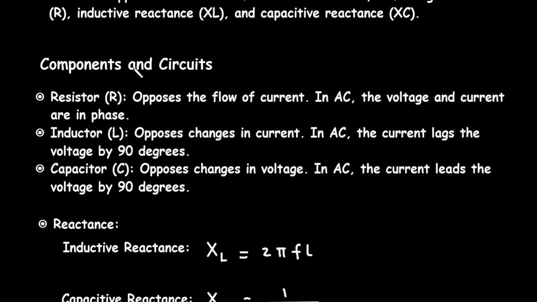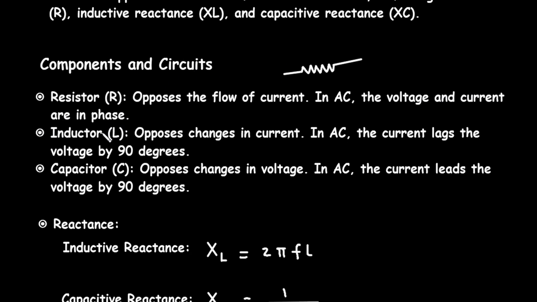Now components and circuits. A resistor is represented by R. It opposes the flow of current. In AC, the voltage and current are in phase. Remember that this is the symbol for resistor. For AC, both voltage and current are in phase, and we will see this in detail. So both are in phase. Remember that for a resistor, both voltage and current are in phase.